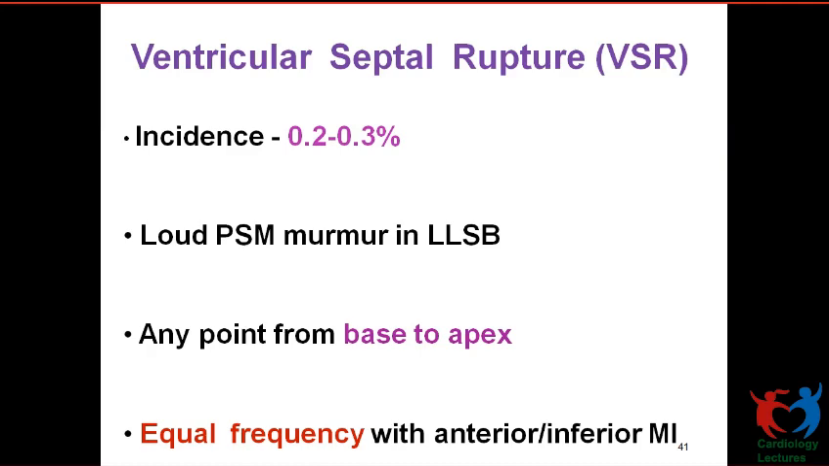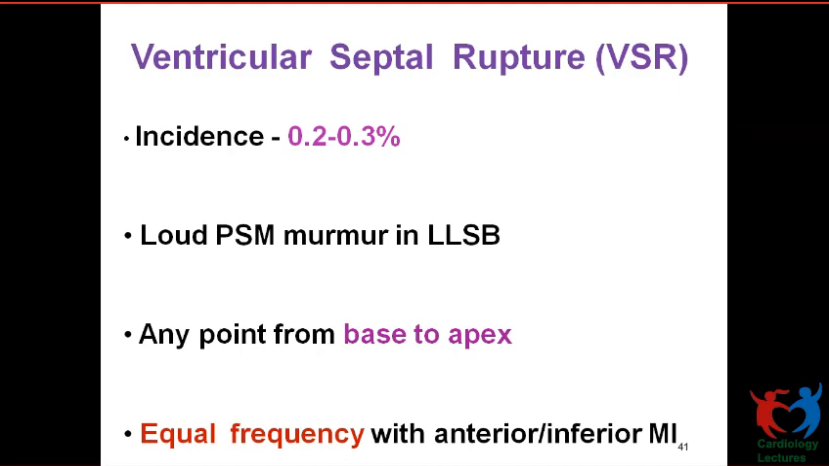Yesterday one of our students was telling, poor student, he said the patient had some VSR on the echo and the student missed picking up the murmur. So you cannot miss this murmur. It will be a loud systolic murmur, sometimes even with a thrill.